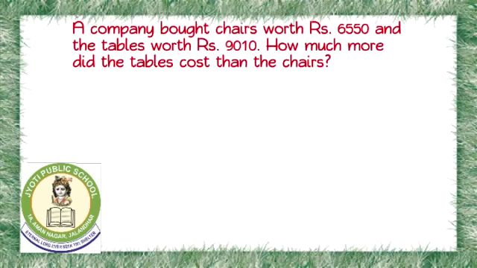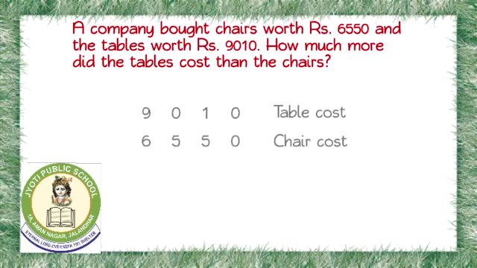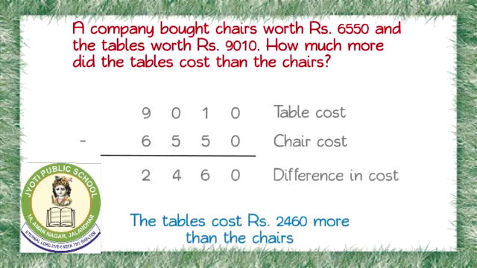A company bought chairs worth rupees 6,550 and the tables worth rupees 9,010. How much more did the tables cost than the chairs? We have to find out how much extra the tables cost. We can get that by finding the difference between the table cost and the chair cost. So, we do the subtraction and get the answer. The tables cost rupees 2,460 more than the chairs.